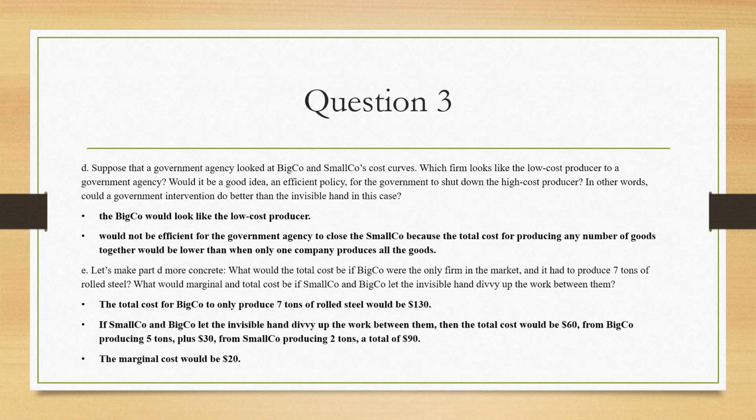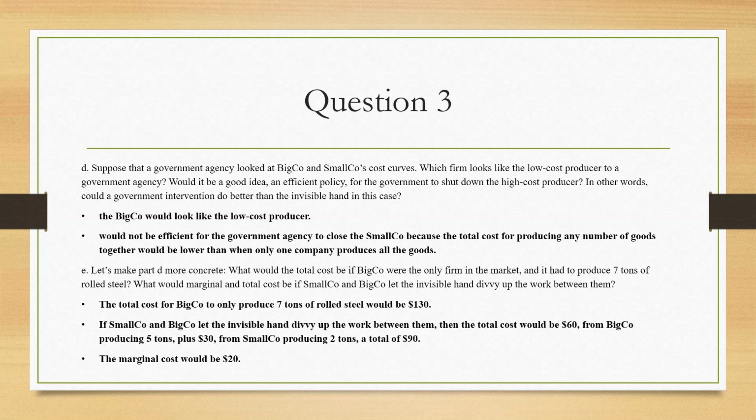Part D. Big Co would be the low cost producer, and it would not be efficient for the government to close down Small Co because the total cost for producing any number of goods would be lower together if they produce a little bit of each than it would be for one company to produce all the goods.